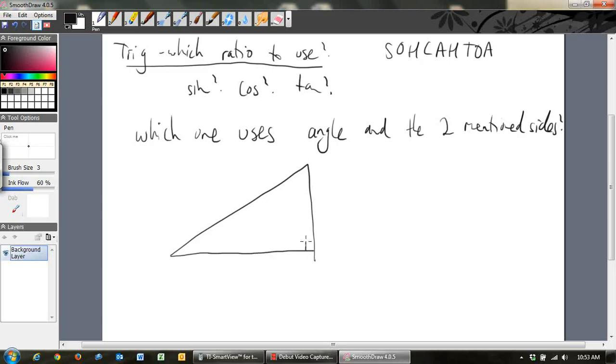But let's just look at a triangle and say we know that that is 31 degrees and we know this side over here is 15 centimeters and we're trying to find this side over here. So which ratio should we use here? What we've got to look at is what we know and what we want to know. So let's just label the things that we know and we want to know.